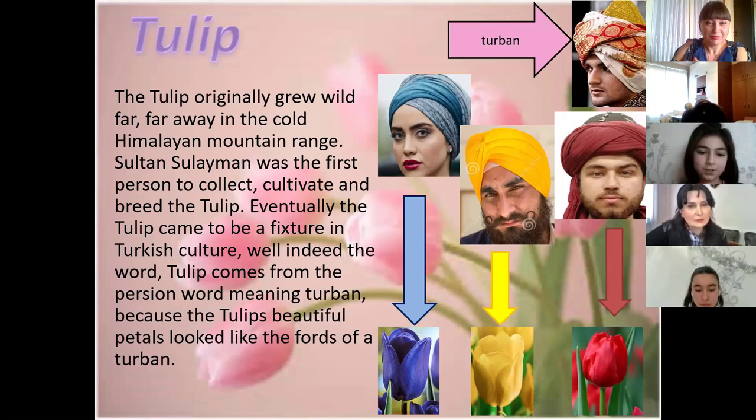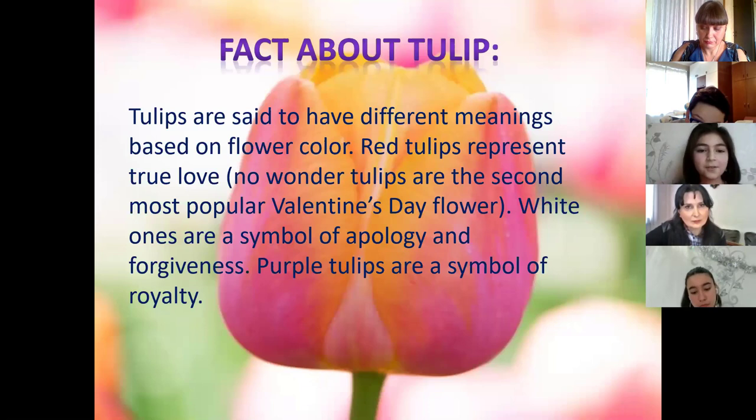Indeed, the word tulip came from the Persian word meaning turban, because the tulip's beautiful petals looked like the folds of a turban. Fact about tulips: tulips are said to have different meanings based on flower color. Red tulips represent true love. No wonder tulips are the second most popular Valentine's Day flower. White ones are a symbol of apology and forgiveness. Purple tulips are a symbol of royalty.